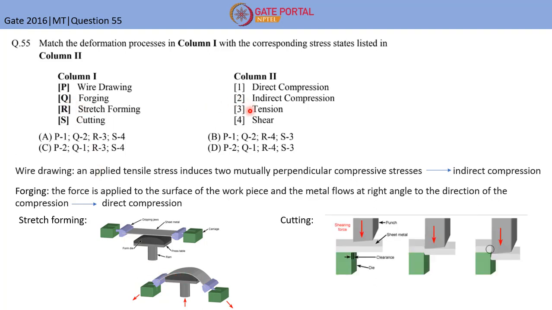And cutting, as you can see in this schematic, this is the workpiece and you are applying a parallel shearing force, and the shearing force is out of the plane of the sheet, which means that it will cut like this, the die will go up and this die will come down, hence this is a shearing action. So cutting is basically the shearing action. So the answer is wire drawing is indirect, so P2, forging is direct Q1, stretch forming is tension R3, and cutting is shear S4. So the answer is option C.